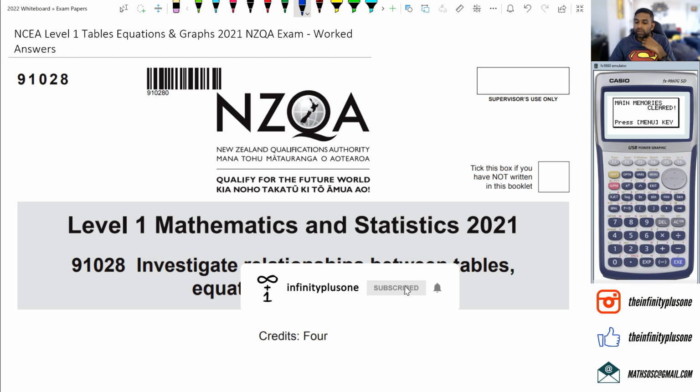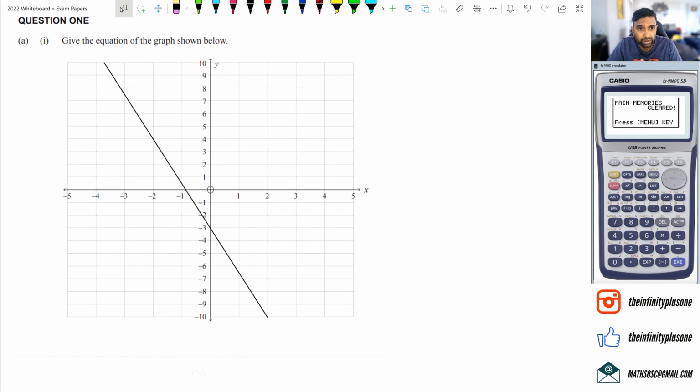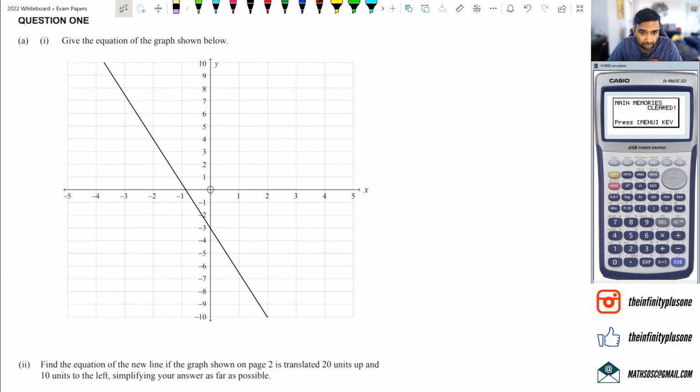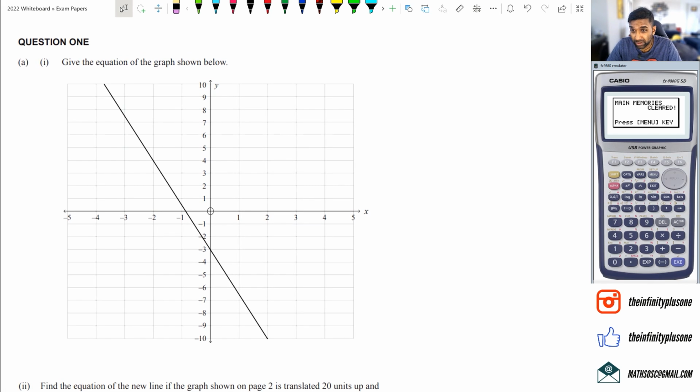Alright guys, so getting started with question 1 here. What we've got here is give the equation of this particular graph. Now I know that last time I've done these types of exam papers, people have asked me, oh, can you show us without graphics calculator method as well? So I am going to show both methods in this case, just so that we can pick up both of these things, right? Alright, so what are we going to do? We're going to have to pick up a couple of points first.